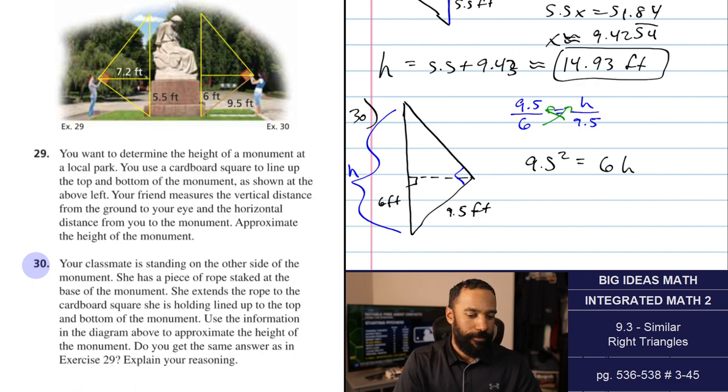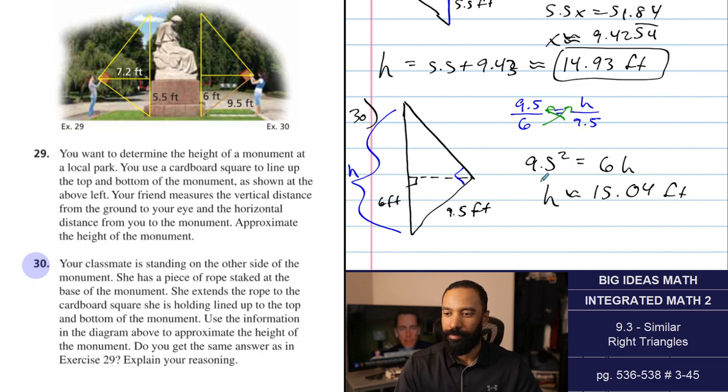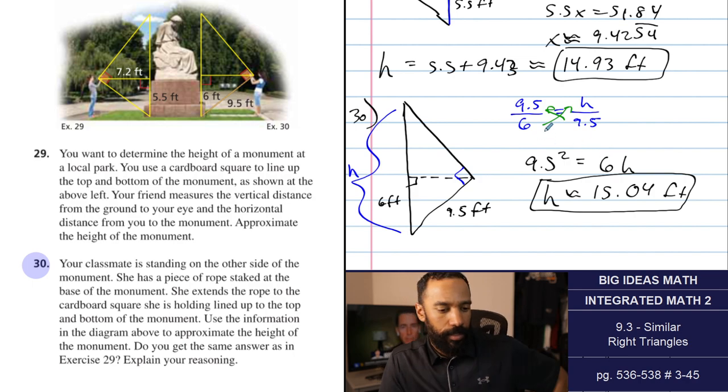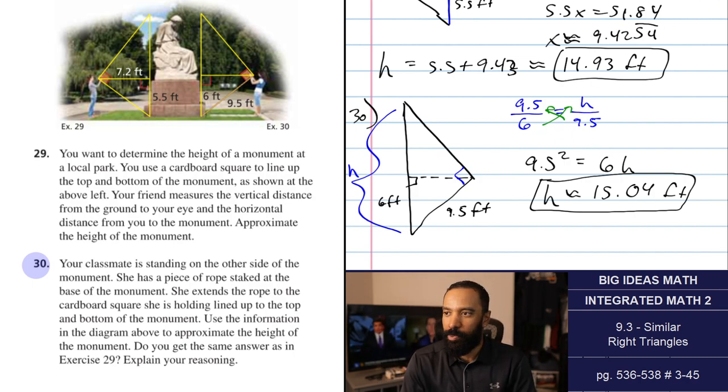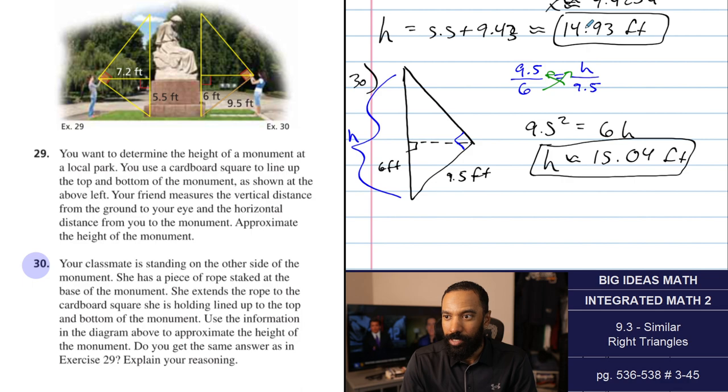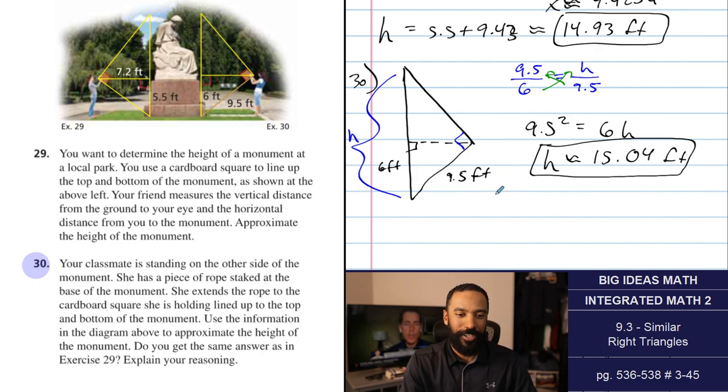Anyway, 9.5 squared divided by 6 gives me about 15.04 feet. That's when you just get h all by itself. Do you get the same answer as in 29? Explain your reasoning. They're close. They're within a foot. They're within about an inch of each other, pretty much.